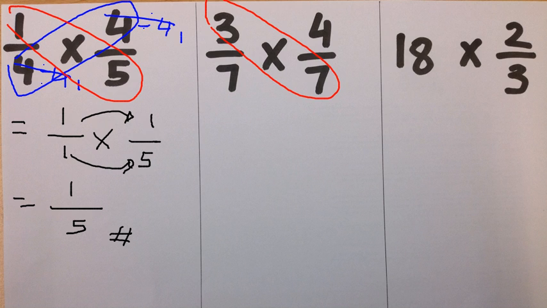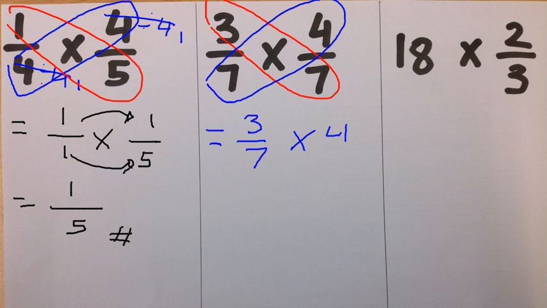Let's look at the other pair of numbers, 7 and 4. Can 7 be divided by 2? No. Can 7 be divided by 4? Not at all. So 7 and 4 cannot be divided by any common numbers. So let's leave it as it is. So next step will be to rewrite. And then we can multiply them.